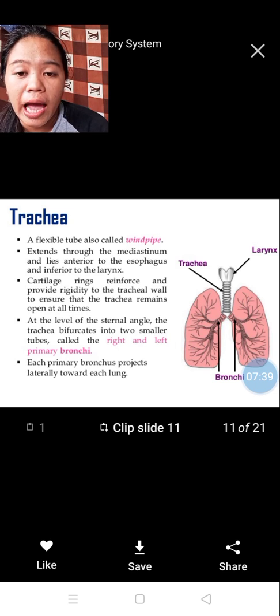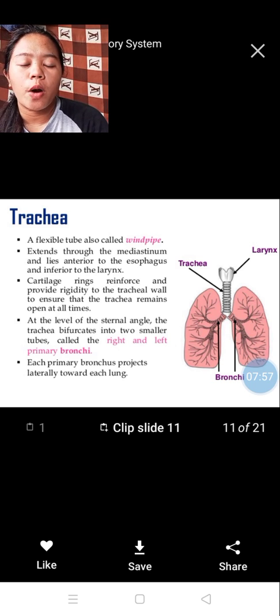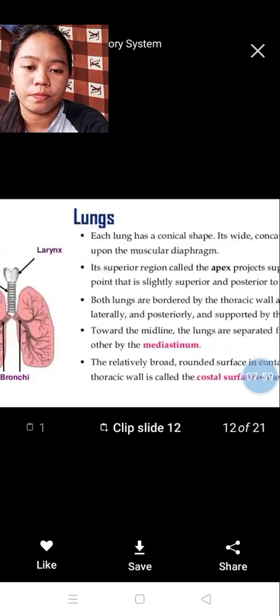That was the trachea. At the level of the sternal angle, the trachea bifurcates into two smaller tubes, called the right and left primary bronchi. Each primary bronchus projects laterally towards each lung.